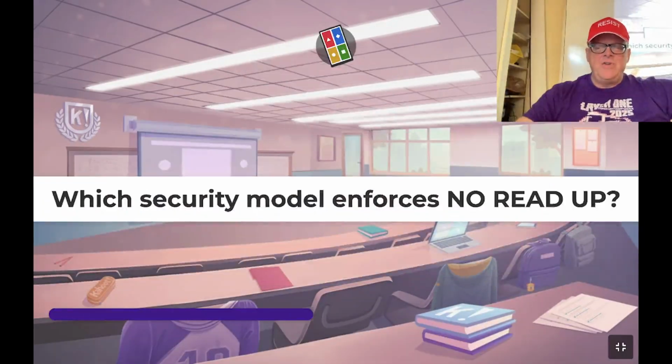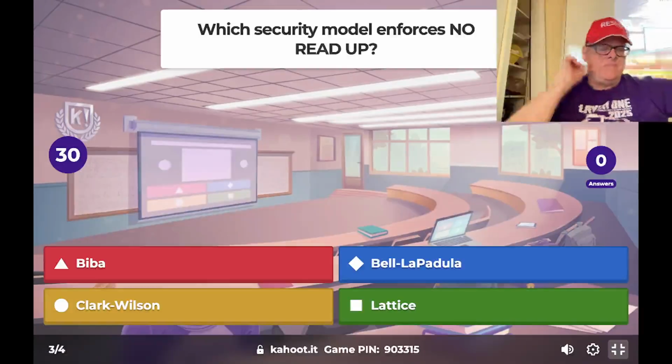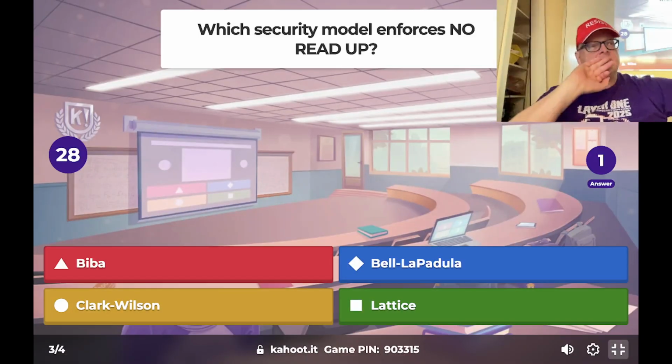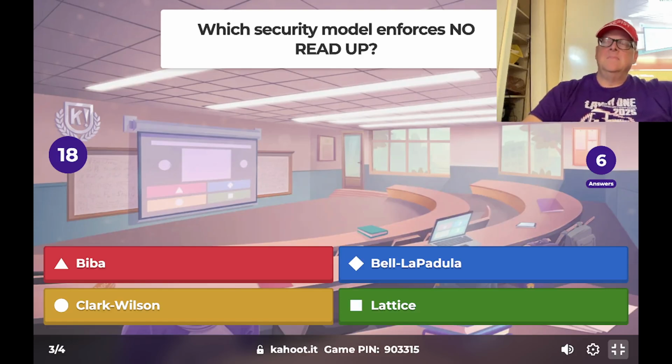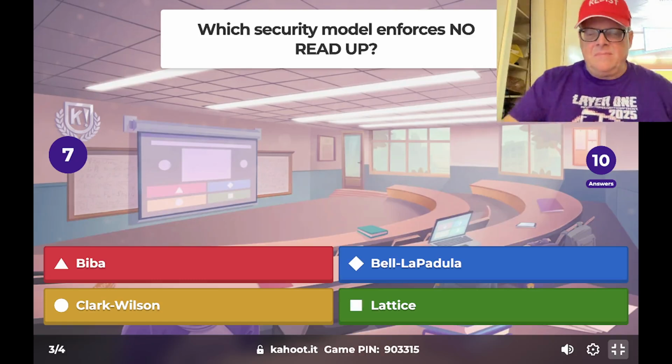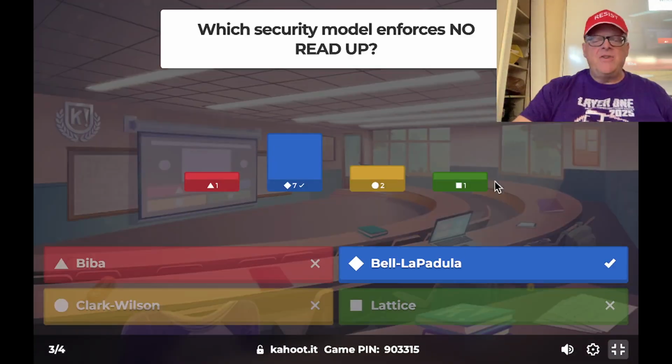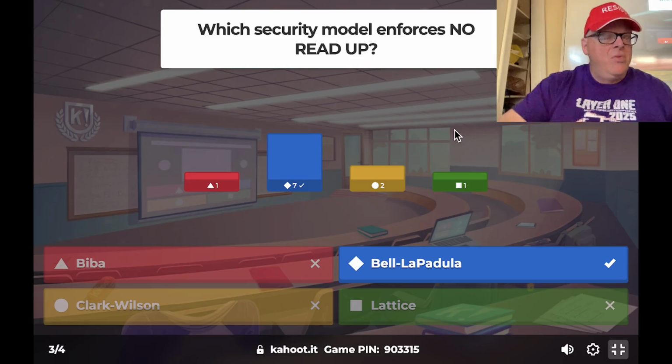All right, which model has no read up? That's the Bell model, confidentiality. Low privileged people cannot read the high privileged data.